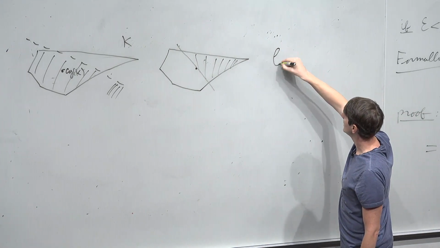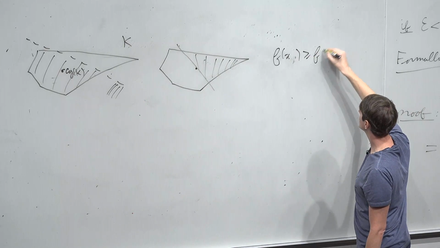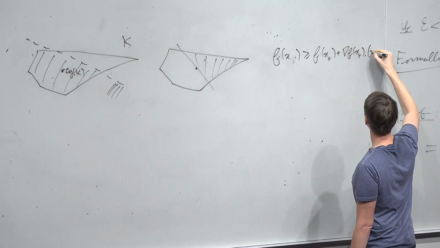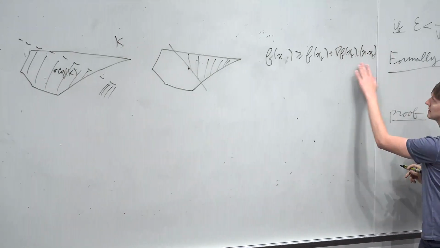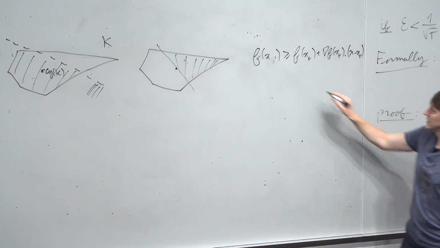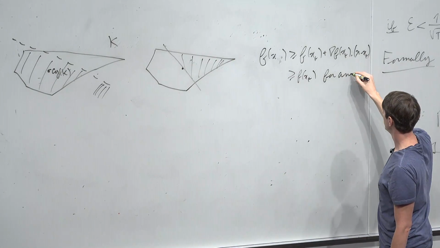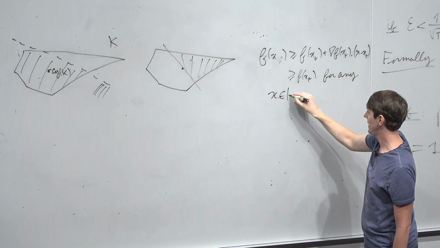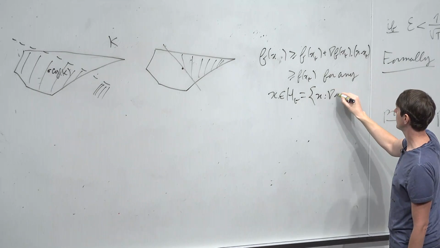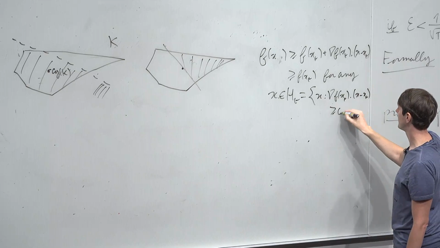I know that f of x is lower bounded by f of xt plus the inner product of grad f of xt with x minus xt. Right? That's convexity. It's just the fact that I have a linear lower bound on my function. So this is bigger than f of xt for any x in the half space Ht, which is defined by all the x such that the inner product of grad f of xt with x minus xt is non-negative.